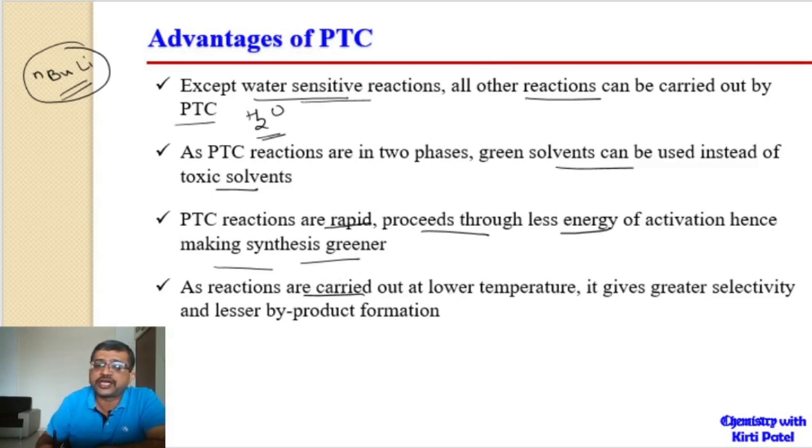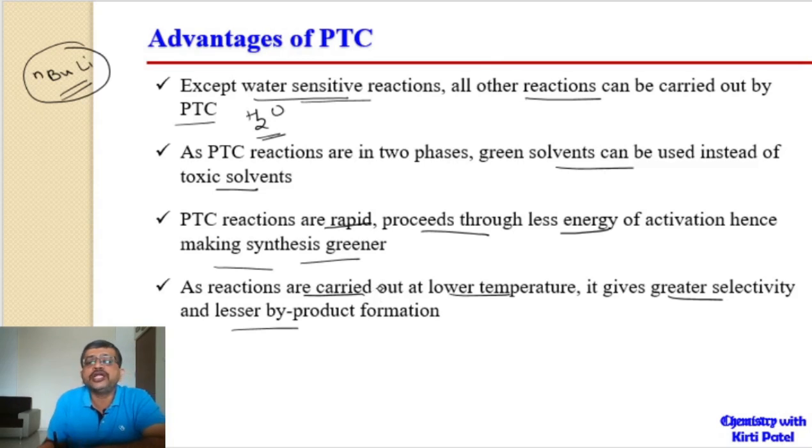Similarly, as the reactions are carried out at low temperatures, they have greater selectivity and lesser byproduct formation is obtained. This is very important when we are doing organic synthesis. Generally in organic synthesis we come across formation of unnecessary byproducts. So multiple products are formed and then we have to separate those products from the desired product. So it will be adding steps in the workup.